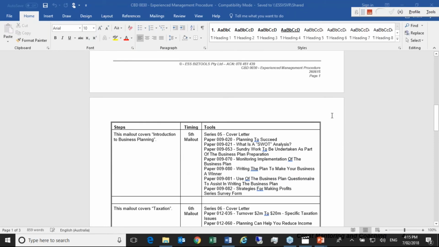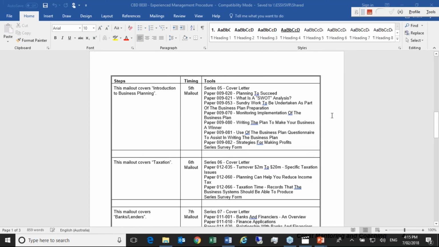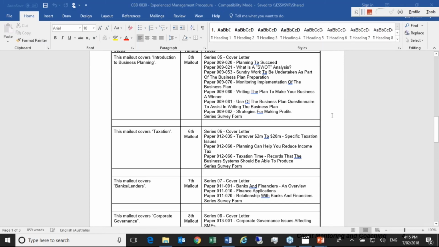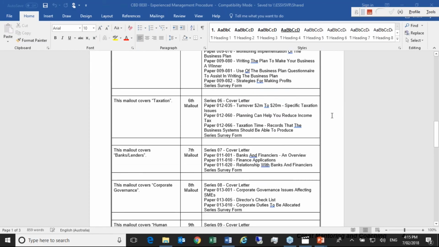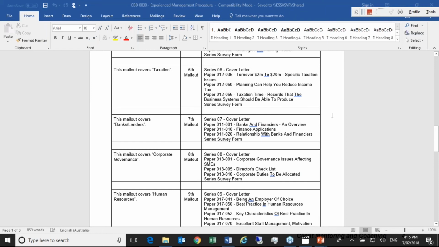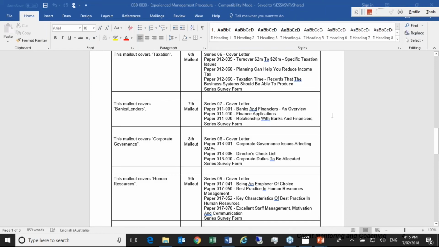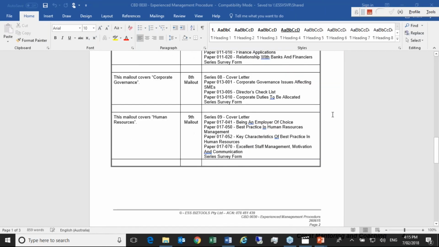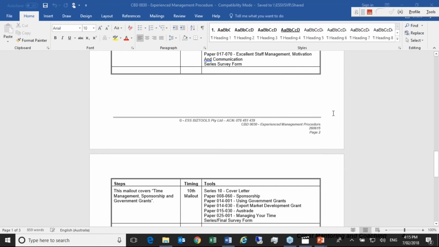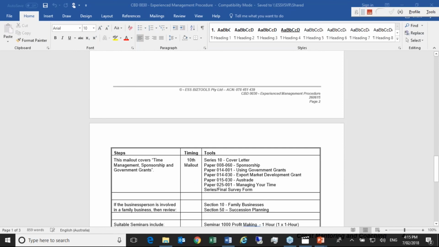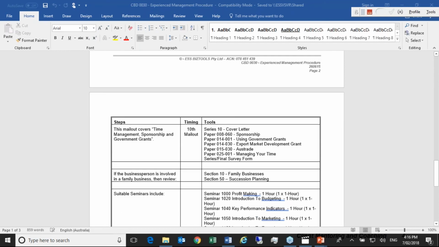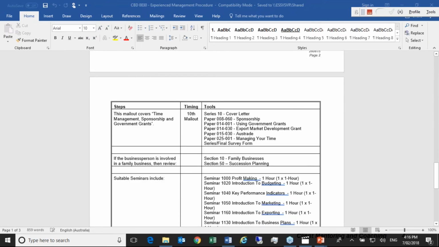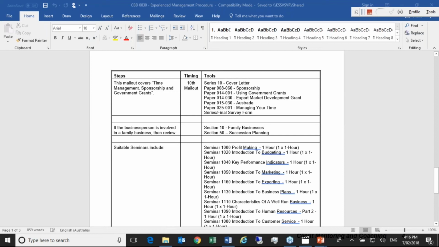And we then move into business planning, some introduction to it. Then we cover taxation. It is necessary to cover taxation. And then we look at banks and lenders and some corporate governance, human resources, sponsorship, government grants, time management. And you might then want to share with them family businesses and succession planning.